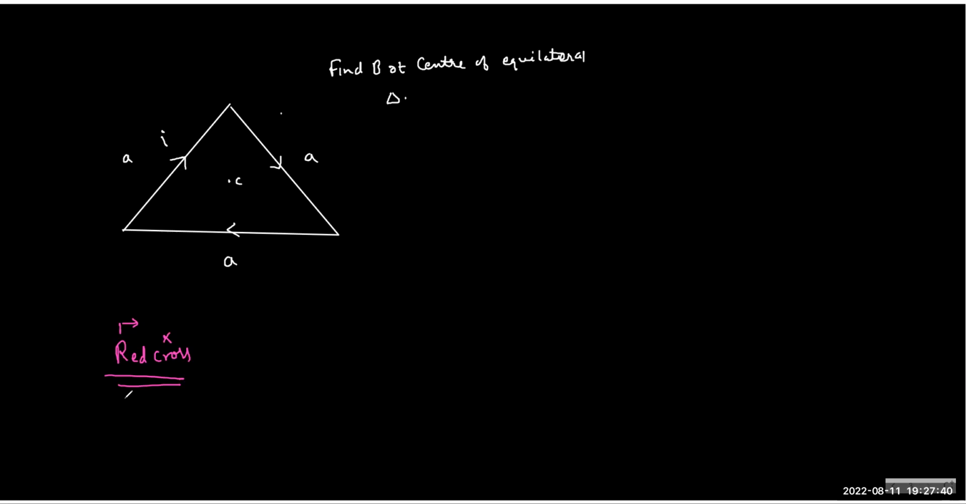Sir, I'm getting 3 root 3 mu naught by 4 pi d. I mean, d being a by root 3. So 3 root 3 mu naught I by... Sir, I'm converting d into a form. Okay. So you can find the B due to any one wire, and I'm trying it.